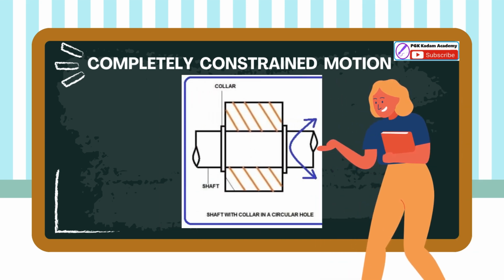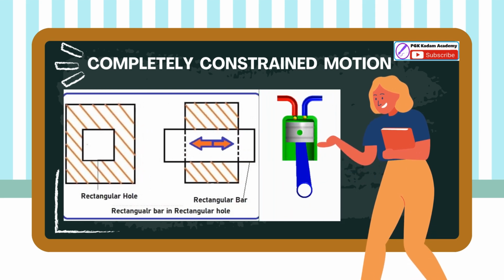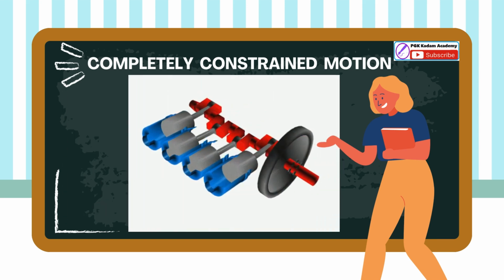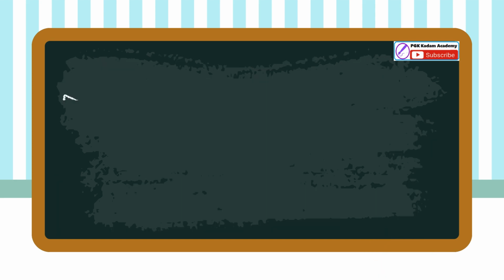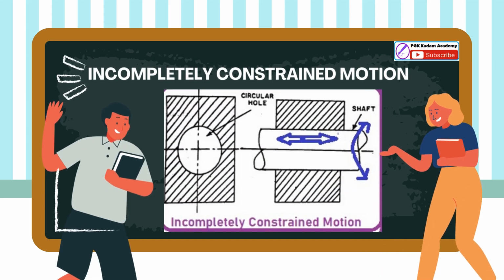The motion of a shaft with a collar at each end is circular motion only; it cannot move in any other direction. The motion of a square bar in a square hole. The piston and cylinder: the motion of the piston is limited to a definite direction irrespective of the motion of the crank, or the direction of the applied force.